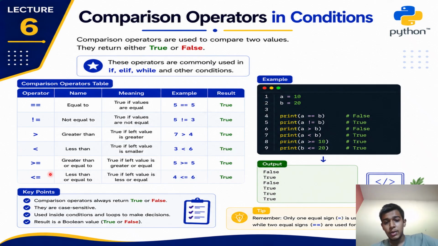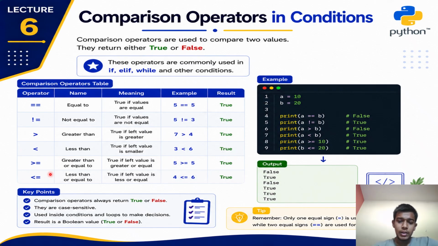Finally, here is a very important tip. Do not confuse the assignment operator with the comparison operator. The single equal sign is used to assign a value to a variable, but double equal to is used only to compare two values. This is one of the most common mistakes beginners make. So always remember the difference.